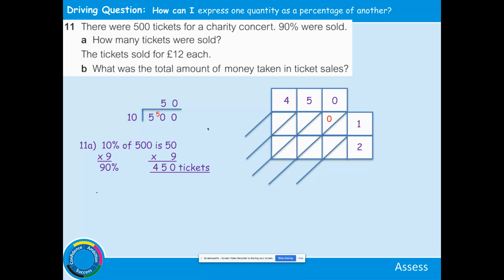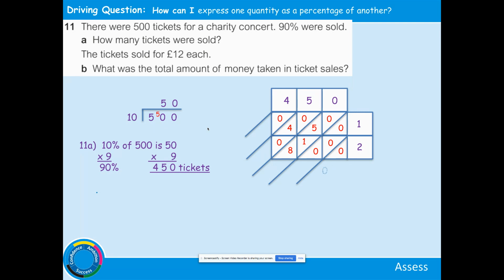Remember, we do 0 times 1 is 0. Anything times 0 is 0. 5 times 1 is 5. 4 times 1 is 4. 0 times 2 is 0. 5 times 2 is 10. 4 times 2 is 8. If you do know just the standard long multiplication method, please just do that one. It is quicker than this one.